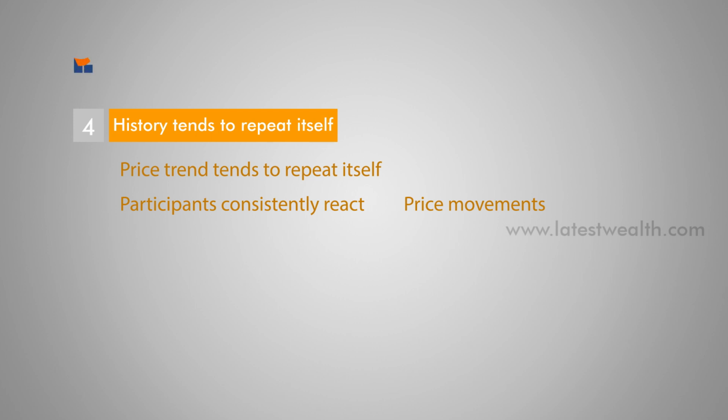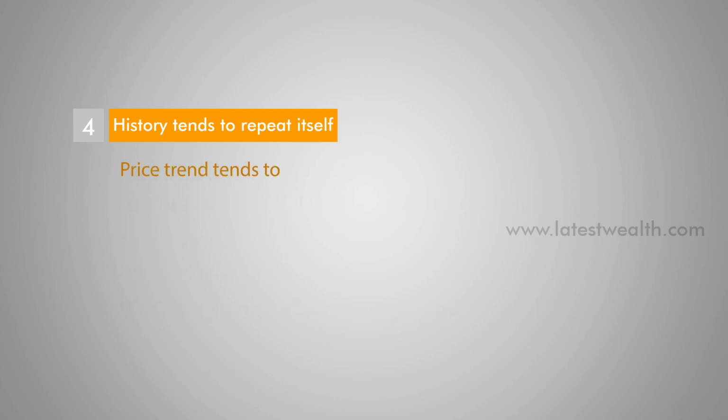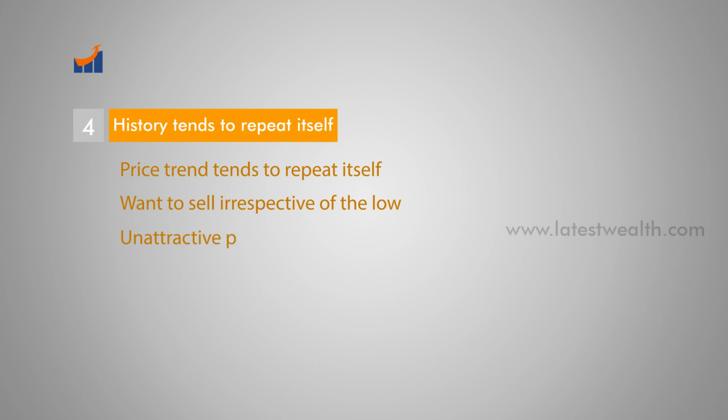For example, in uptrending markets, market participants get greedy and want to buy irrespective of the high price. Likewise, in a downtrend, market participants want to sell irrespective of the low and unattractive prices. This human reaction ensures that the price history repeats itself.